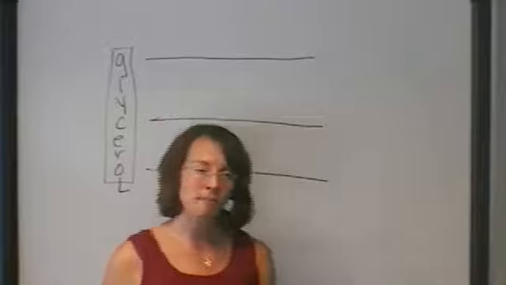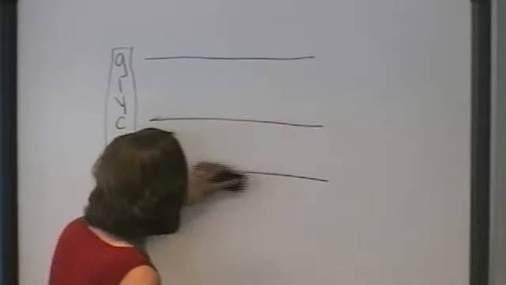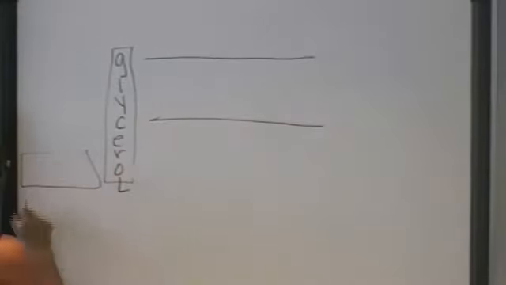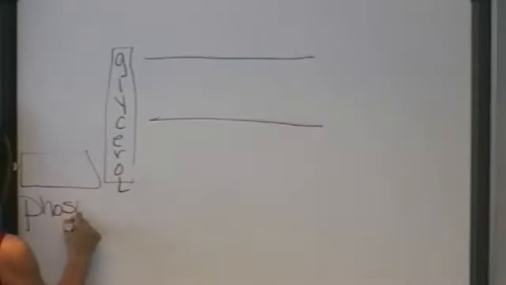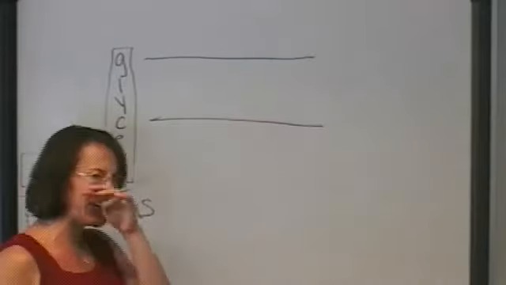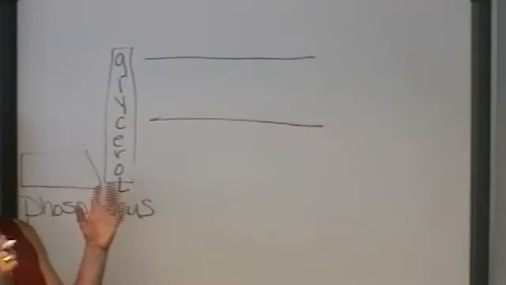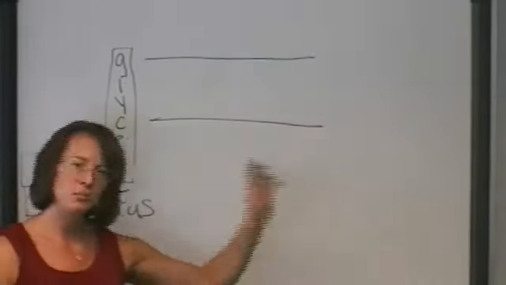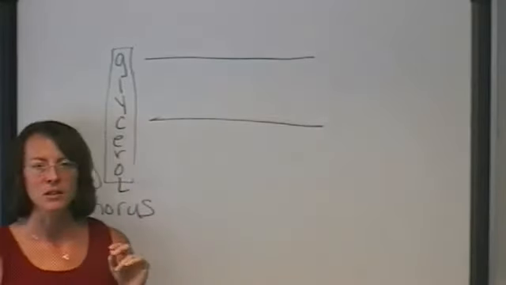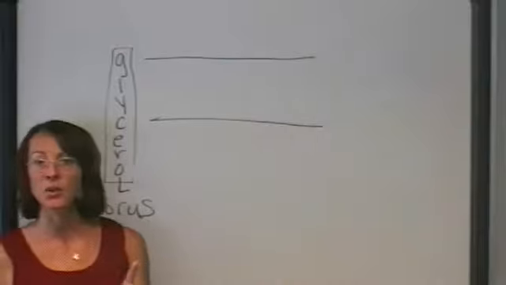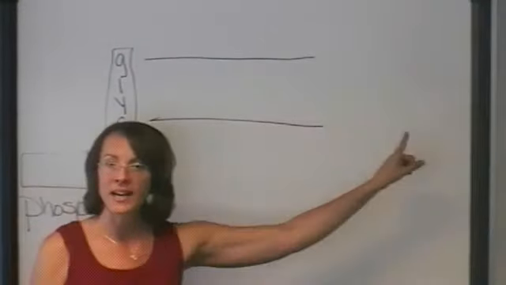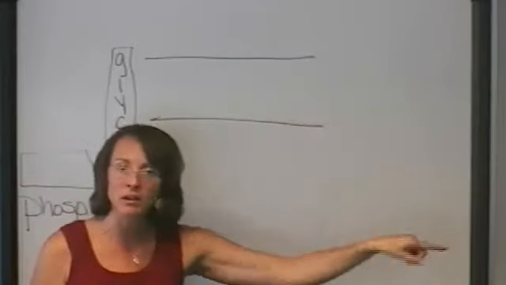Phospholipids are actually going to have two fatty acid chains, and then they're going to have a phosphorus on the other side. I want you to just put this image in your head. Phosphorus is hydrophilic, or water loving. The fatty acid chains are hydrophobic.